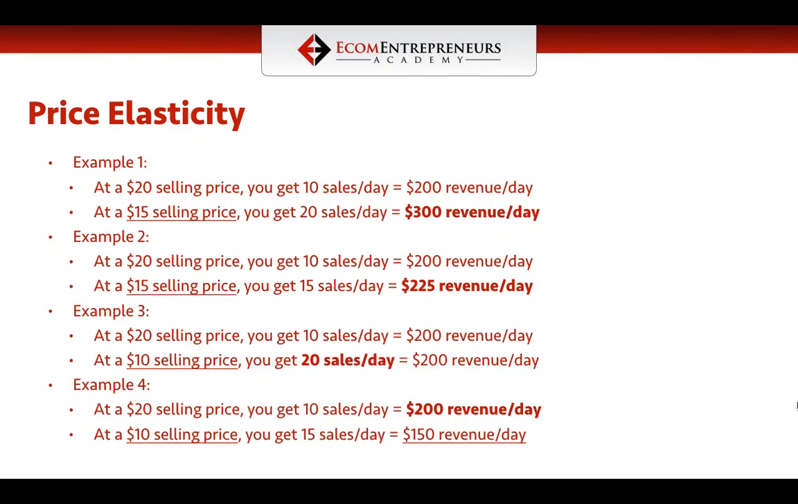Now, the final example here, example four, again, we start at $20 selling price, get 10 sales a day, $200 revenue. What if our selling price decreases to $10, we cut it in half, and we only get 15 sales a day, right? Obviously, in this example, there's no question that you would want to go with the first one because you're making more revenue, and it's almost a no-brainer in the last one.